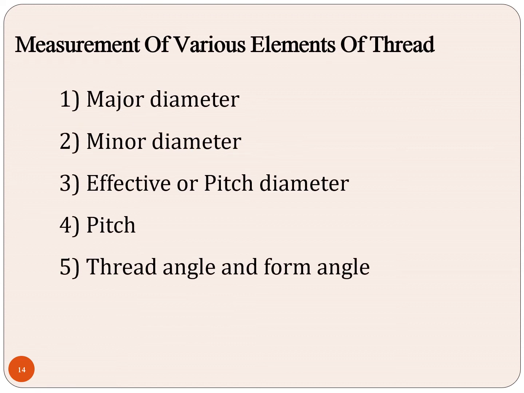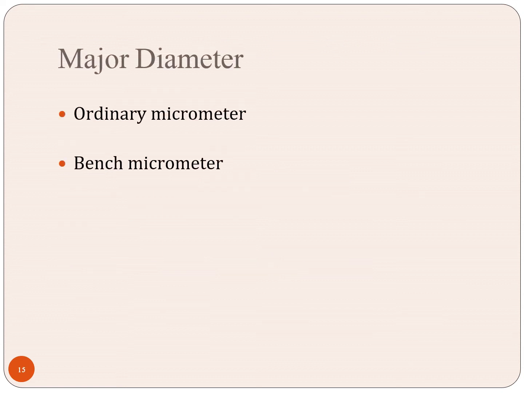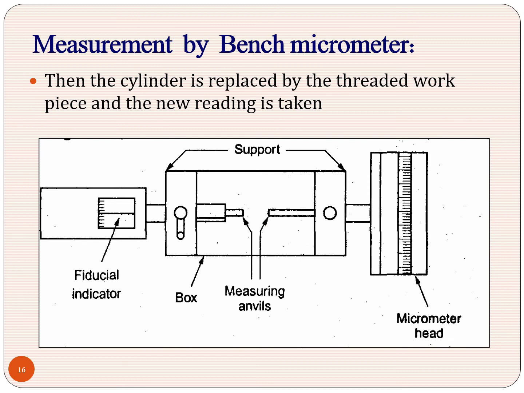We can measure the various elements of a thread like major diameter, minor diameter, pitch, thread angle and form angle. Major diameter can be measured by means of an ordinary micrometer and a bench micrometer. These are the two instruments used for measuring the major diameter of the thread. Now we are looking at the bench micrometer. The cylinder is placed between the measuring anvils and the reading is taken. Then the cylinder will be removed and the threaded screw will be fitted between the two measuring anvils.